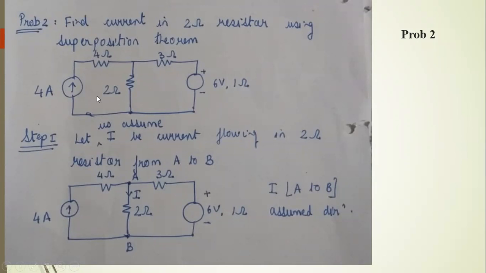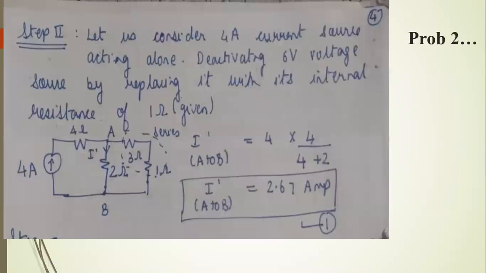Again, the first step will be we'll mark the terminals of the 2 ohm resistor as A and B. We'll assume the current I flowing from A to B. I is the current when both the sources are present. So let us proceed with step number 2. What is step number 2? In step number 2, we will assume that only the 4 ampere current source is present and we'll deactivate the 6 volt voltage source.